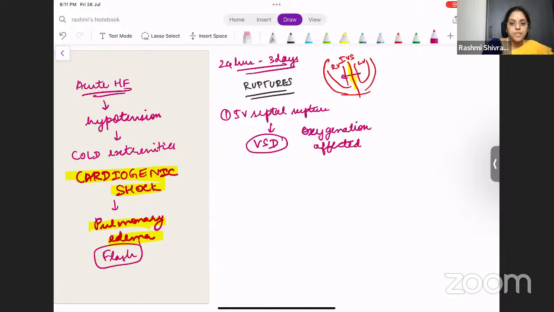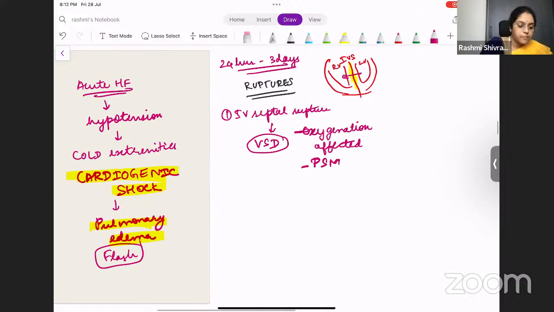There is oxygen mixing: the venous blood of the right ventricle and the arterial blood mix. So the oxygenation will be affected. There will also be a pansystolic murmur, or holosystolic murmur as we call it, like how we hear in a ventricular septal defect. So the first one is interventricular septal rupture.